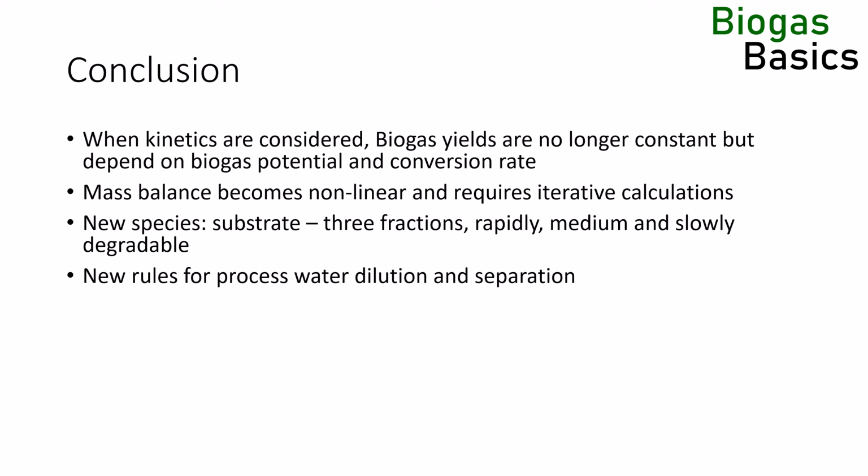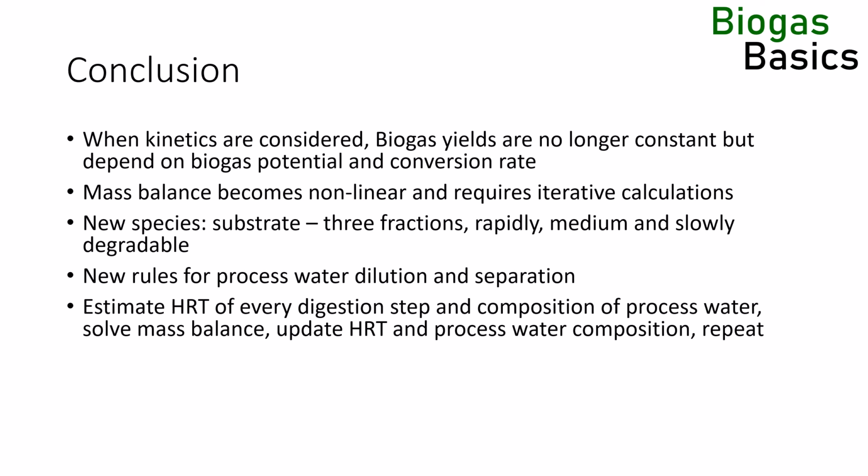I showed a simple algorithm to balance the AD plant and solve the mass balance for this nonlinear case. First, we estimate the hydraulic residence time for every digester step and the process water composition. And then we calculate the mass balance from which we extract new, updated hydraulic residence times and the process water composition. We repeat the exercise a couple of times until the mass balance no longer changes. I showed an Excel example of the full mass balance. It contains all formulae that are required to duplicate the mass balance.